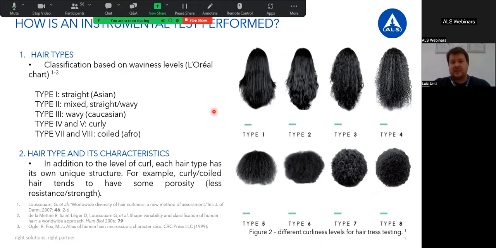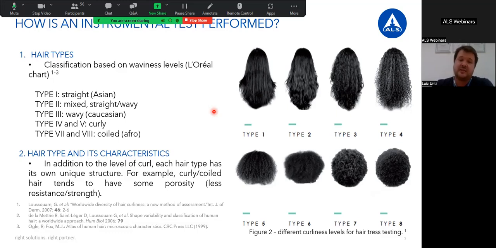And first, a thing that we must define in every single test is in which hair type we are going to test the treatment, the shampoo, the conditioner, or the mask, because different hair types have different structure. So this is the most important step of the definition at the beginning of the test, because it will present different results for the same treatment only because the structure is different.